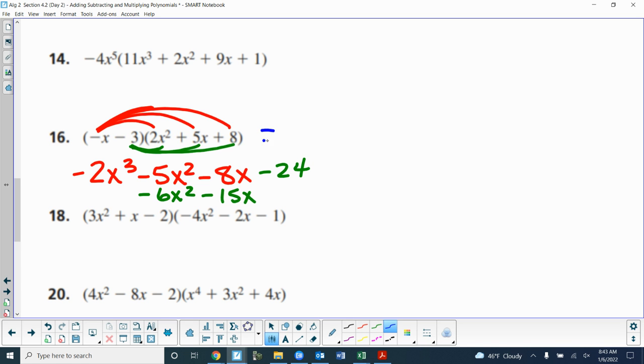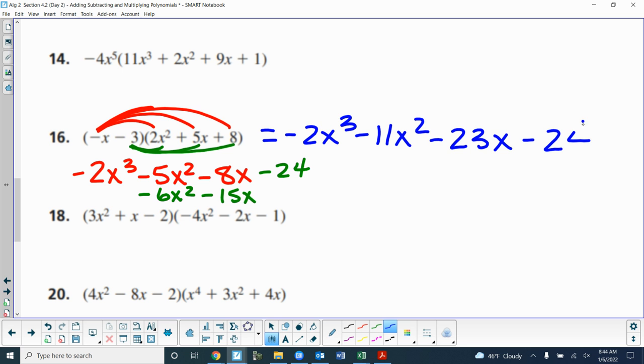All right, so our final answer then, combining like terms, we got our negative 2x cubed, negative 5 and negative 6, negative 11, negative 8, negative 15 is negative 23, and then the minus 24. Did I make a mistake when I did it? Is that what I had? Because I was doing it in a hurry this morning, and I might have made a mistake. I thought I caught the ones I made a mistake on.